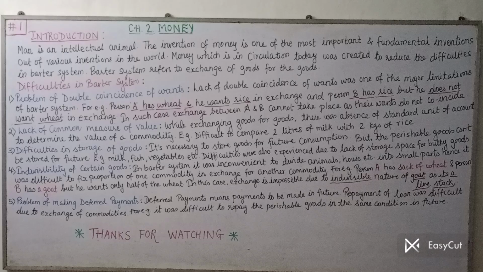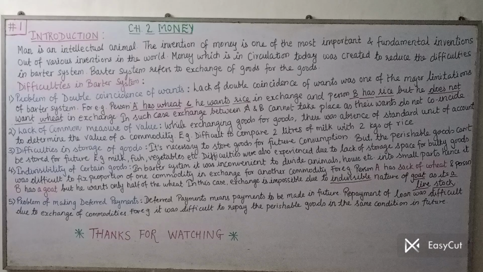And what is necessary is that for future consumption also we need to store some things. So it's necessary to store goods for future consumption, but the perishable goods can't be stored for the future. For example, milk, fish, vegetables, and so on. So difficulties were also experienced due to lack of storage space for the heavy and bulky goods as well as lack of storage for the perishable goods. So the future exchange couldn't take place.